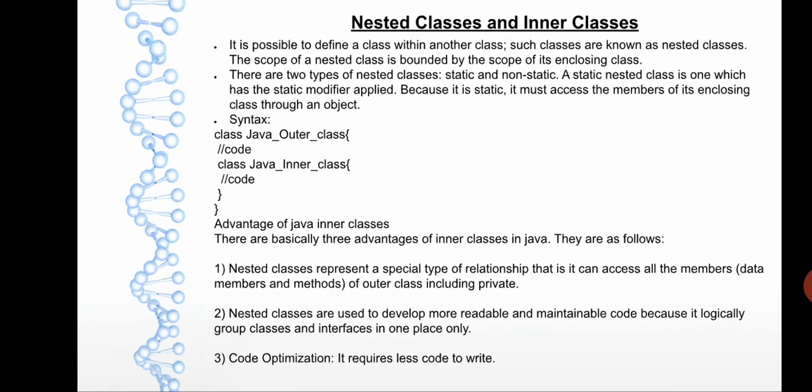There are two types of nested classes: one is static and another is non-static. A static nested class is one which has the static modifier applied. Because it is static, it must access the members of its enclosing class through an object. So when you go for static classes, you have to use an object at that time. You have the concept of static and non-static classes when it comes to nested or inner classes.